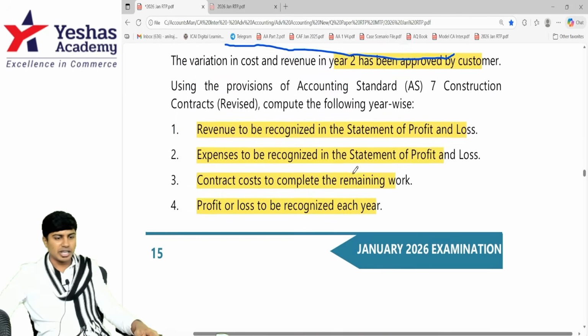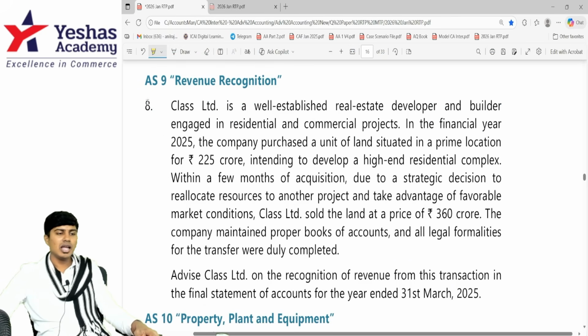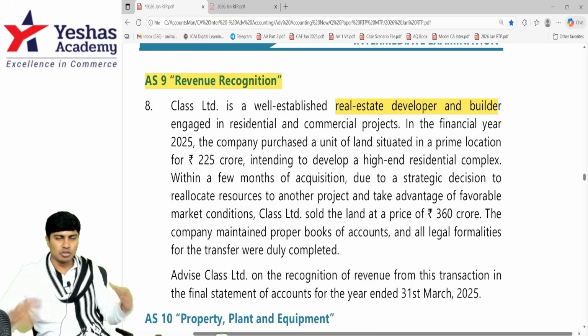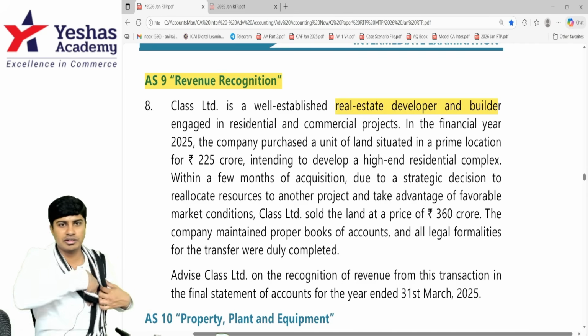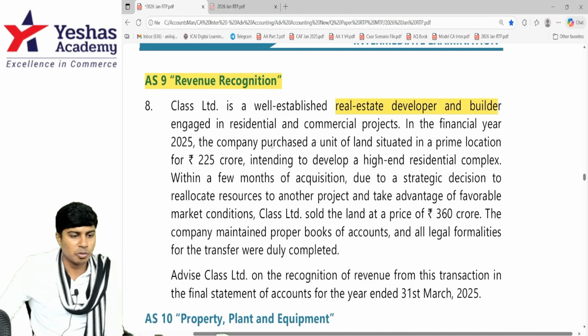Let's go to the next question. Next question is question number 9. Sorry, question number 8. Accounting standard 9, revenue recognition. Class Limited is a well-established real estate developer and builder engaged in residential and commercial products.